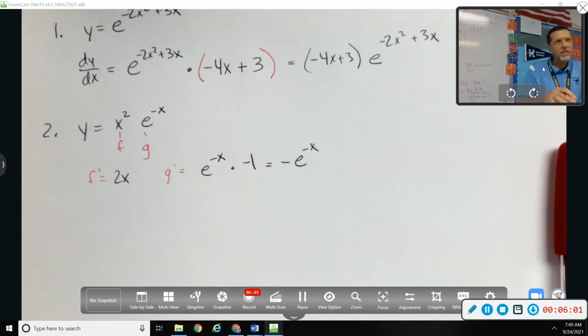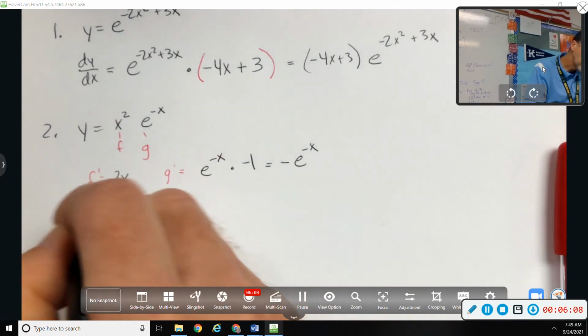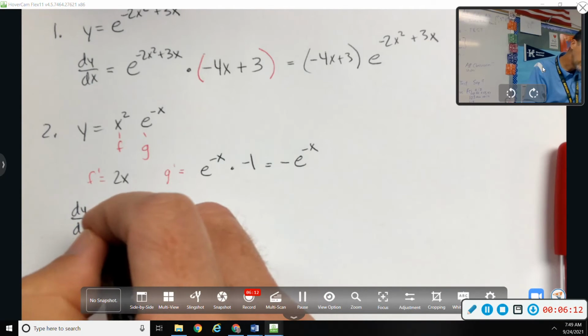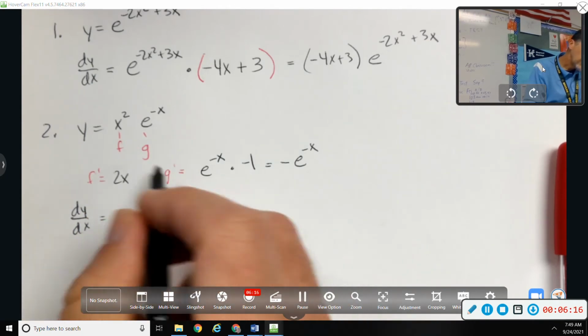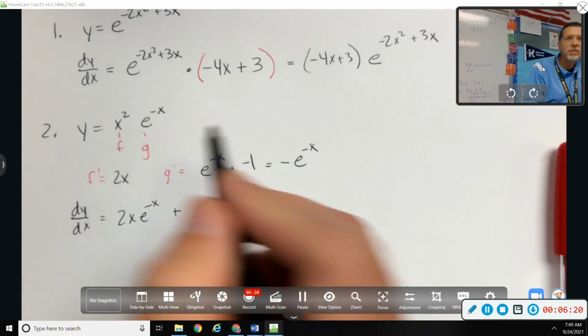So that's the details, right? There's all these forest and trees problems. That's the trees. Back up, view the forest. We're doing product rule. So f g prime plus, whoops, I did f prime g, but it doesn't matter since we're adding.